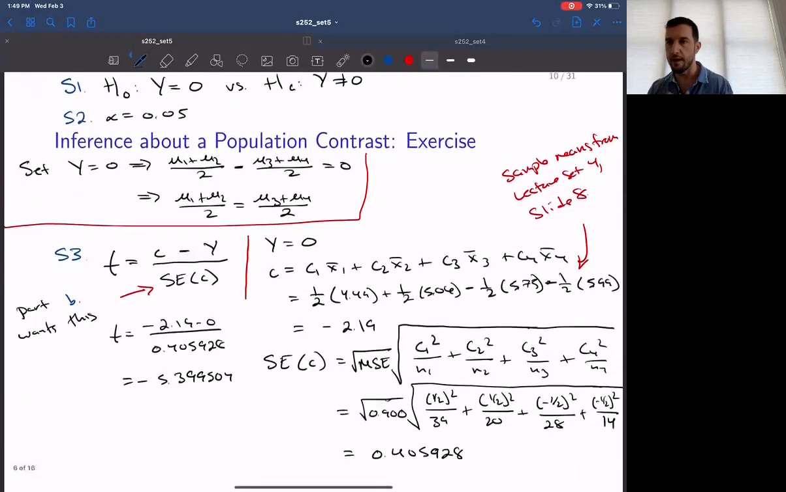From that point, everything is exactly the same. Now you find a p-value, you find a critical value. The only difference is that the degrees of freedom is the DFE from the ANOVA, but everything works in the same way from this point forward.